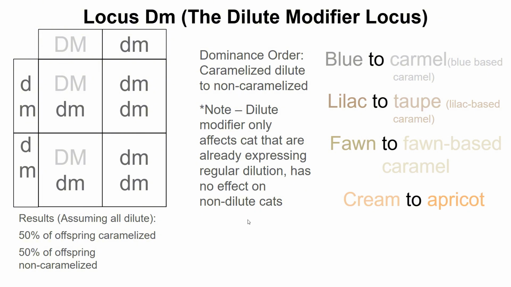So if a non-dilute cat has this gene, even if they have two copies of the dominant, it won't show up. Here we have blue goes to caramel, lilac to taupe, fawn to fawn-based caramel, and cream to apricot. Apricot is mostly just a more saturated version of cream. And then here's an example, assuming all of these cats are dilute. You can see there that 50% would be caramelized.